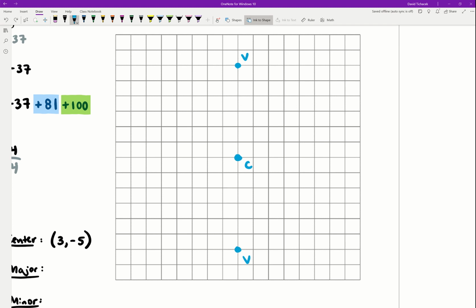And now playing the role of my other number, B, is going to be 4 here. So I'm going to go ahead and plot 4 to the east and plot 4 to the west. That's going to be my co-vertices because those are the endpoints of my minor axis.